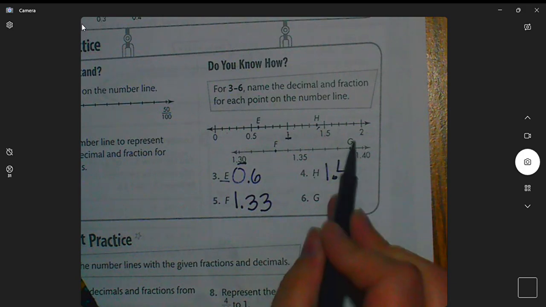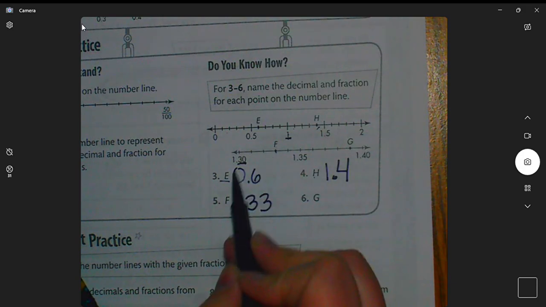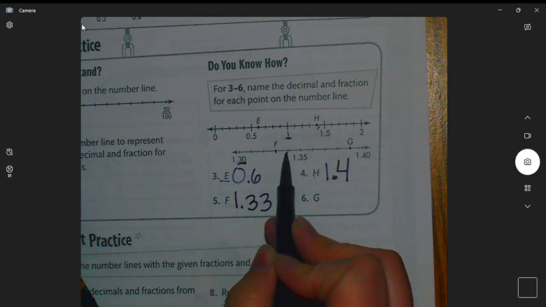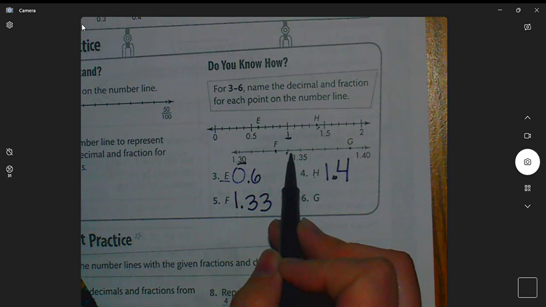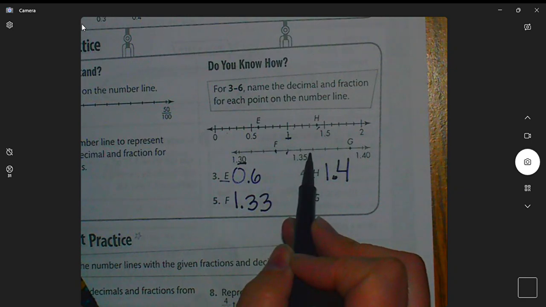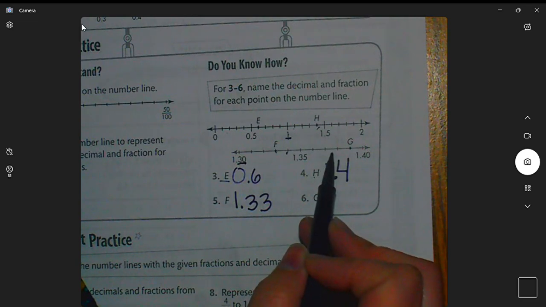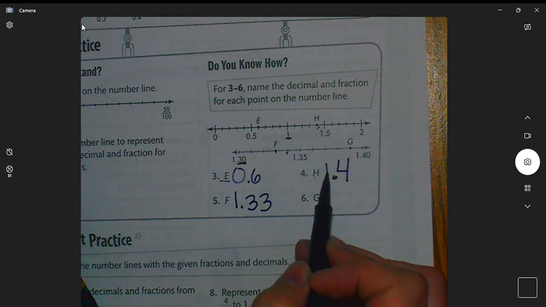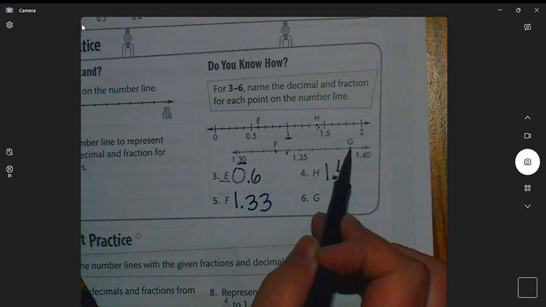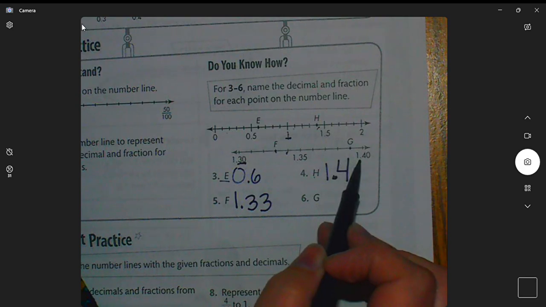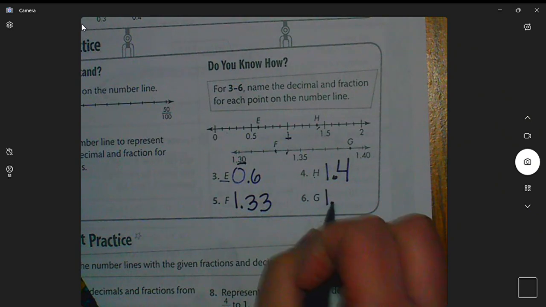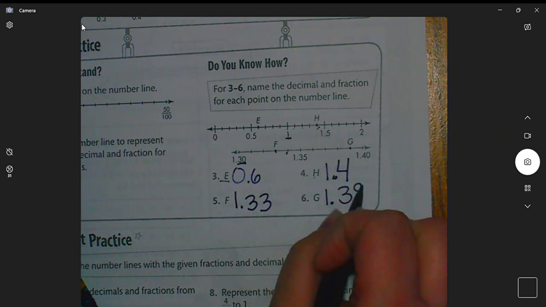Oh, G is on down the line. So if this is 33, 1 and 34 hundredths, 1 and 35 hundredths, 1 and 36 hundredths, 1 and 37 hundredths, 1 and 38 hundredths, 1 and 39 hundredths, 1 and 40 hundredths. So G is located at 1 and 39 hundredths.